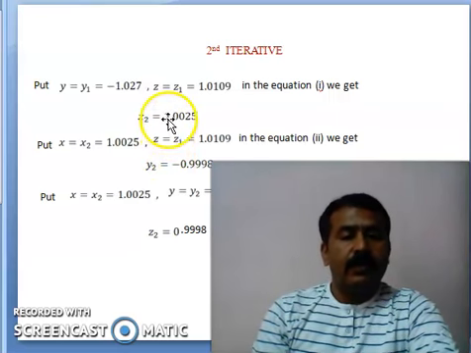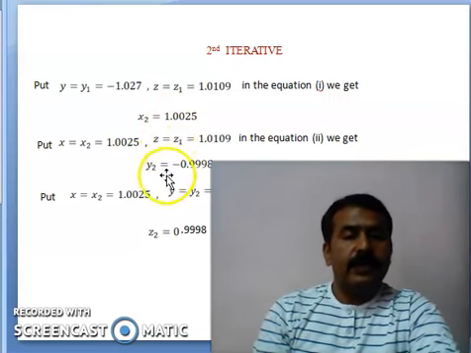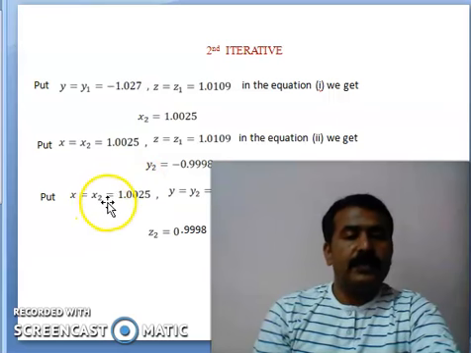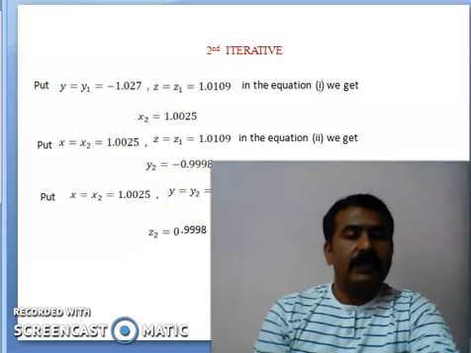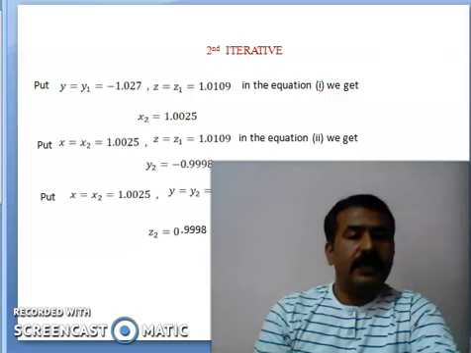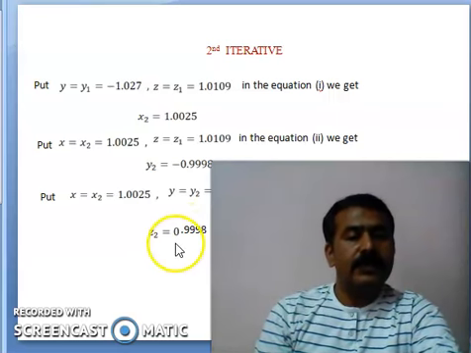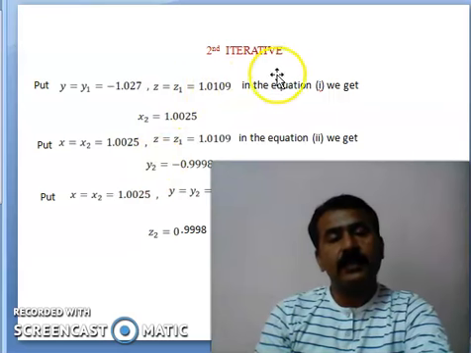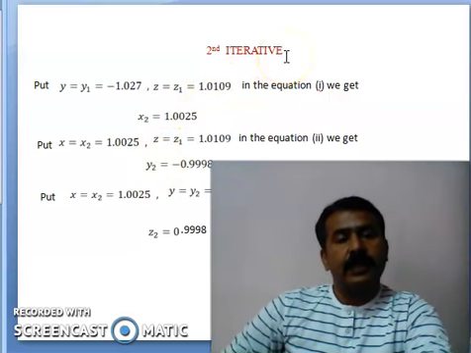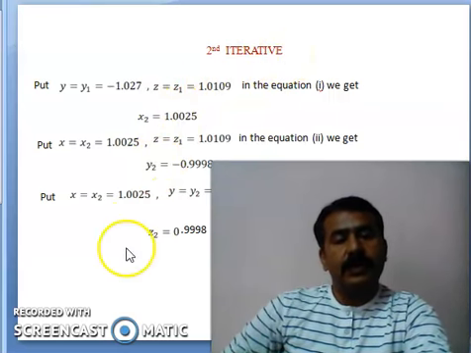We now have the values of x2 and y2. Putting x equal to x2 equal to 1.0025 and y equal to y2 equal to minus 0.9998 in the third equation, we get the value of z2, which is 0.9998. So this is the second iteration by the Gauss Seidel method.